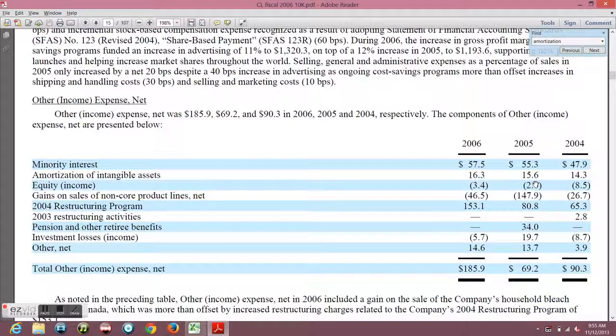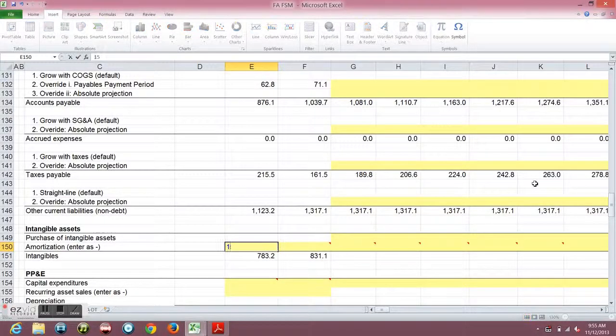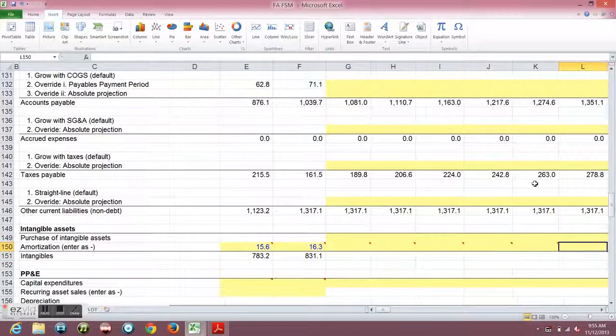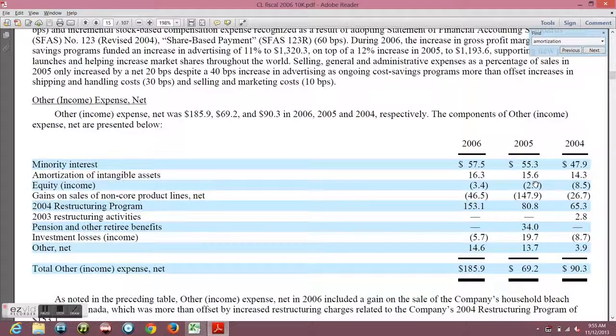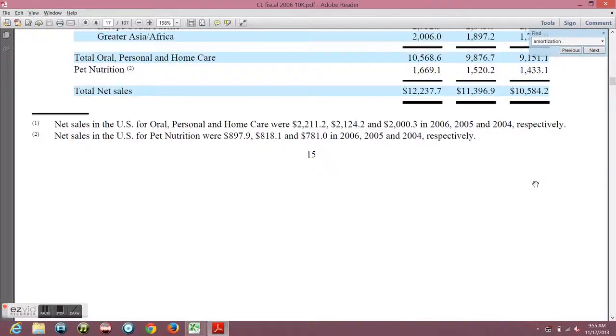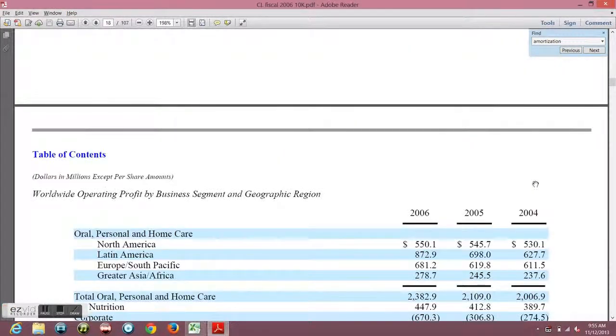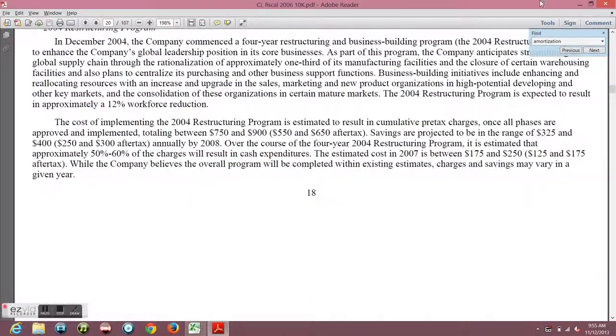So for '06 and '05 we have 15.6 and 16.3. And what are we gonna have for the next couple of years? What's gonna be our amortization? Well, luckily, they tell us how much they're predicting on their amortization amount for the next couple of years. So we're gonna find that somewhere over here.